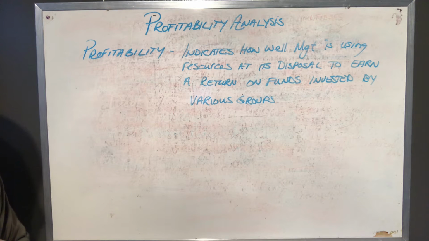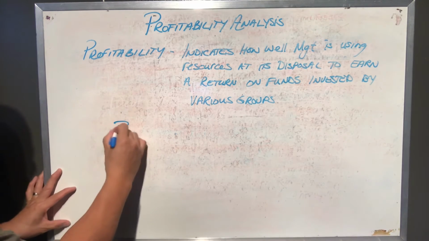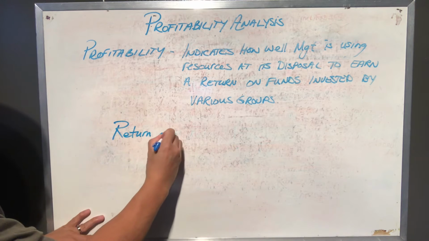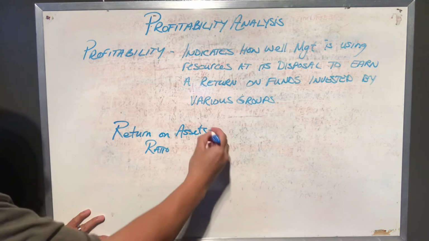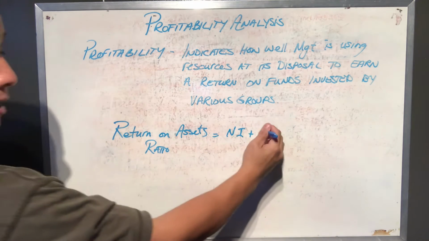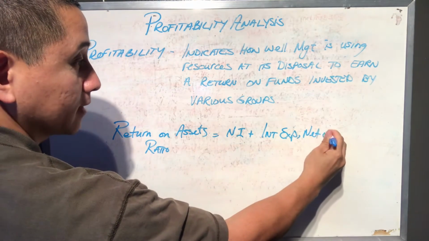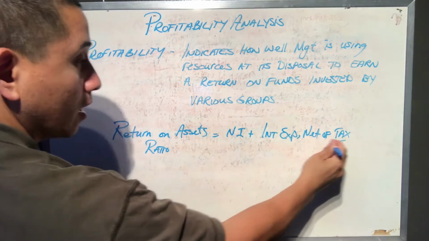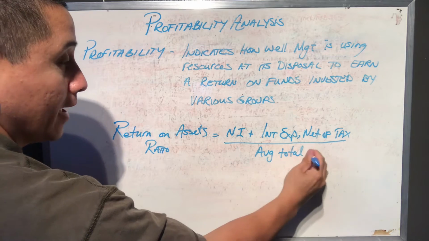So when we look at this, there are certain indicators that we can use in order to help us determine how profitable a company is. So let's look at something that's called a return on assets ratio. So this is computed as net income plus interest expense net of tax, all over average total assets.